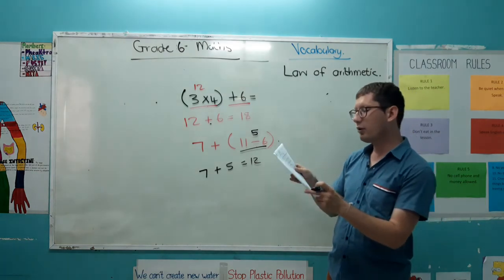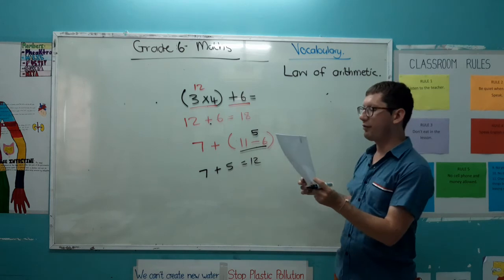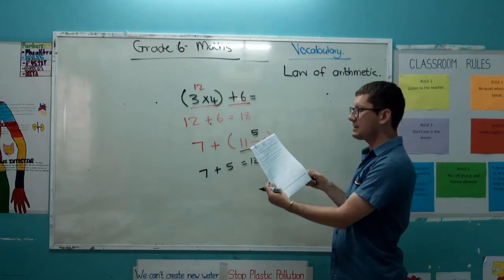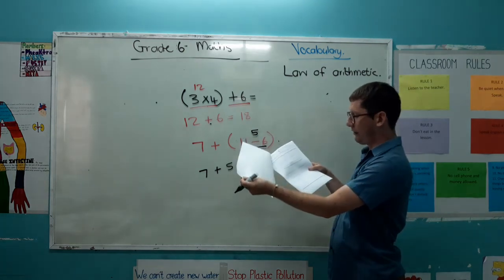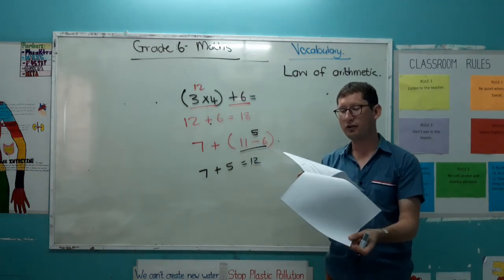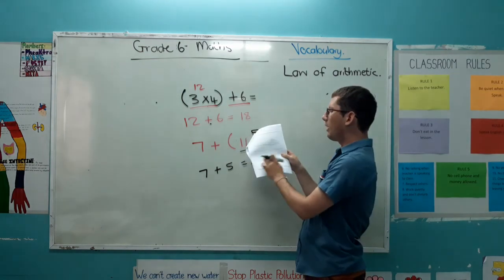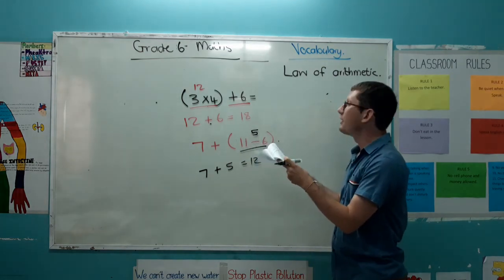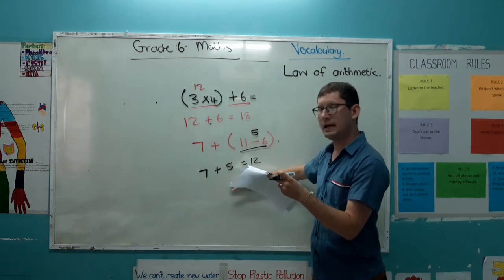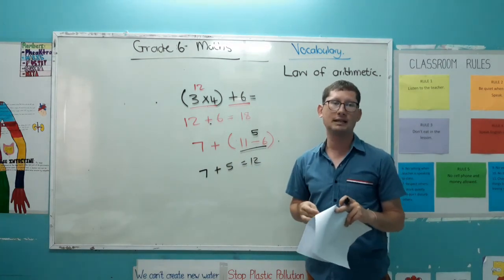I have given you a worksheet about the law of arithmetic. There's one page and another. The last one is: which answer is the biggest? Circle the correct calculation. In the last four calculations, you do the same as before, but you just tell me which calculation has the biggest answer.